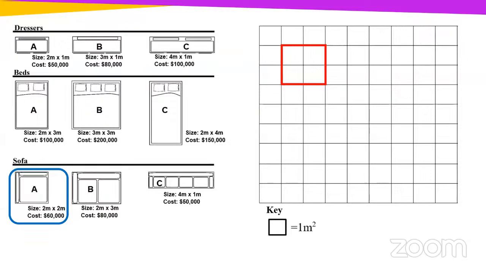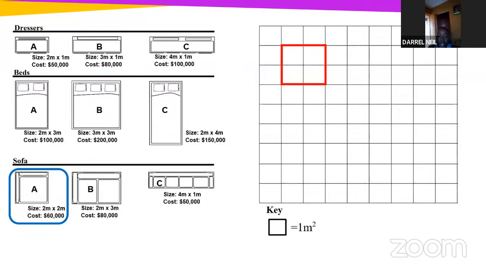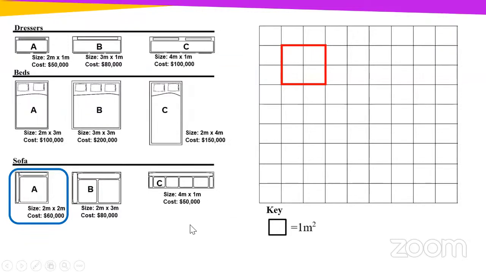What would be the area of sofa A? There's a representation on the grid, boys and girls. What would be the area of sofa A based on what we have done so far? Miss, 4 square meters. The area would be 4 squared meters.